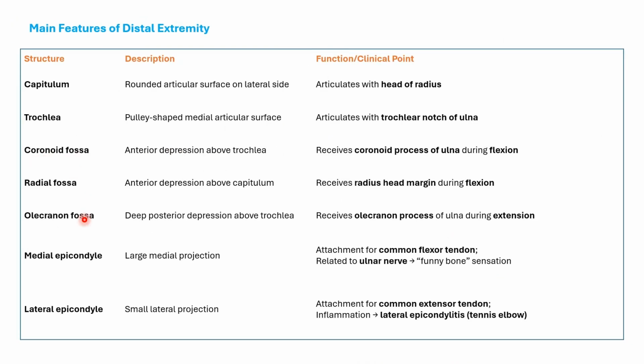Now we expand three fossae: coronoid fossa, radial fossa and olecranon fossa. Coronoid fossa is an anterior depression above the trochlea, radial fossa is an anterior depression above the capitulum, and olecranon fossa is a deep posterior depression above the trochlea. And coronoid fossa receives the coronoid process of the ulna during flexion, and radial fossa receives the radial head margin during flexion, and olecranon fossa receives the olecranon process of the ulna during extension.